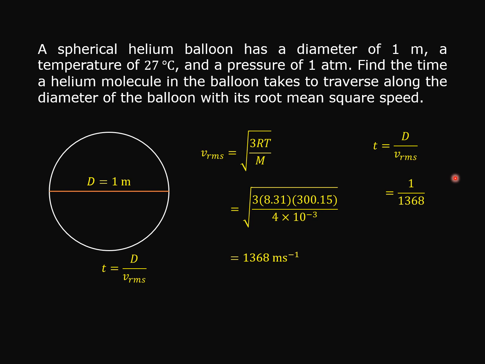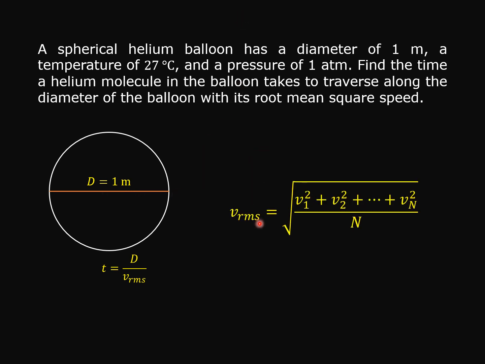To find T, now we take D as 1 meter, and for the VRMS we substitute the value of 1368 meter per second. Then we get the value for T. It is 7.3 times 10 to the power of -4 second, or 0.73 millisecond. So this is the time required for a helium molecule with the speed equal to 1368 meter per second to traverse along the diameter of the balloon.